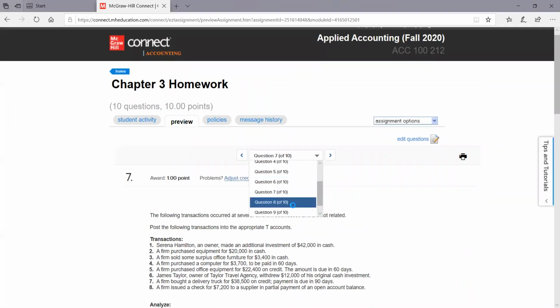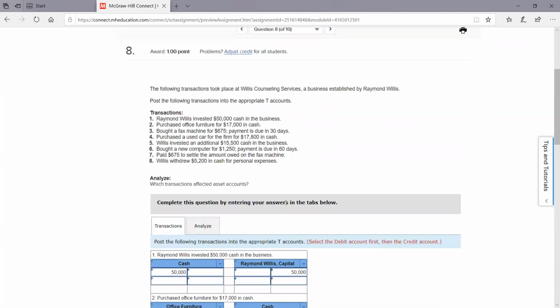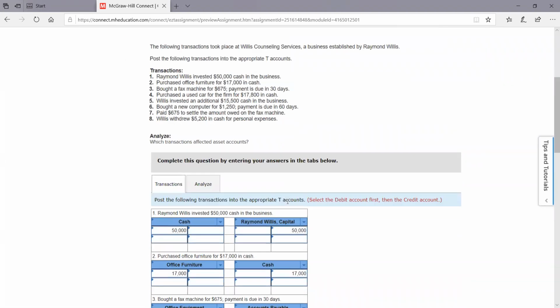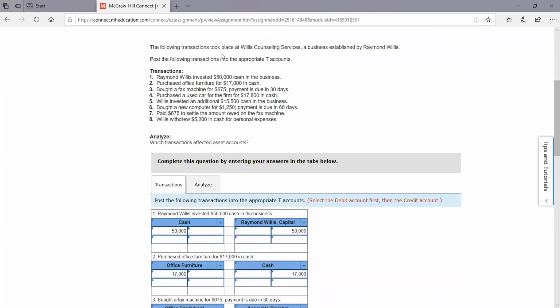Let's check out number 8. We've got 3 more to go. Again, more T account postings, debits and credits. Good practice. These should look very similar to the other problems. Notice the first one, you have an investment in the business for cash, $50,000. So you debit cash, credit capital, just like the other problem. Second one, bought office furniture for cash, $17,000. So you're going to debit office furniture, credit cash.